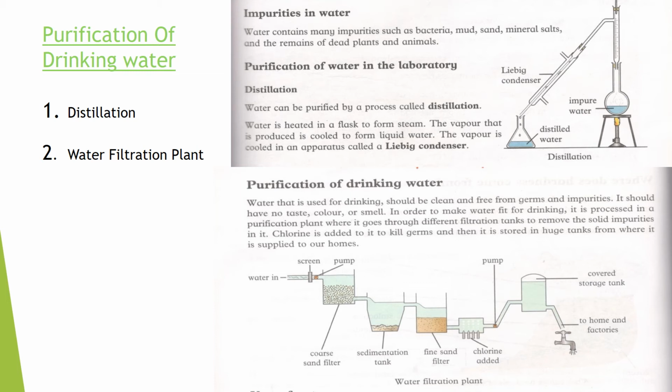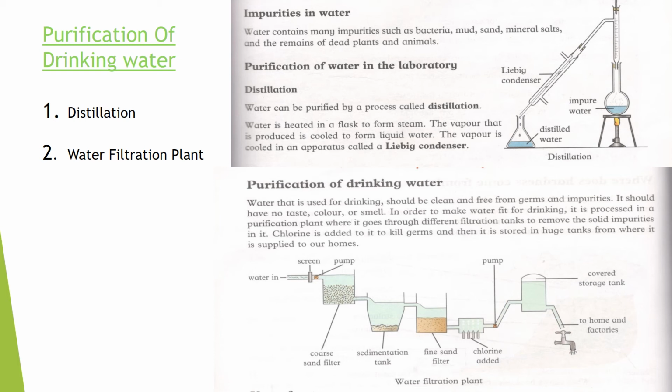Water is heated in the flask, as you observe in the first diagram, to form steam. The purpose of this is the collection of water vapors. The vapors that are produced are cooled to form liquid water in an apparatus called the Liebig condenser.